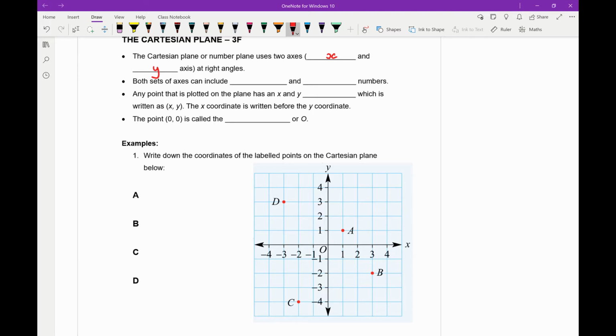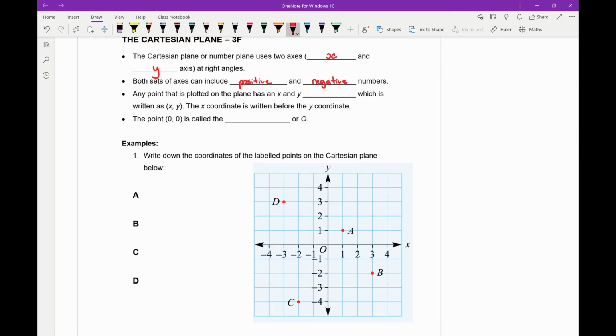Both sets of axes can include positive and negative numbers. So if we look at that x-axis down here, see the x? You can see that O in the middle. It stands for origin, which we'll talk about in a minute. But as we move to the right, we are going up into positive numbers. As we go down to the left, we've got the negative numbers.